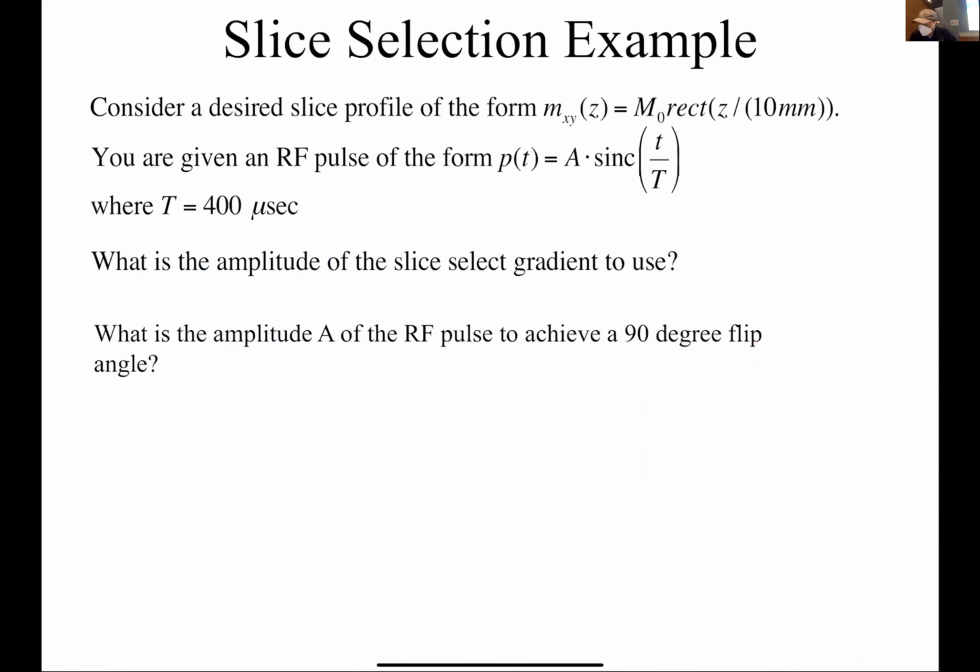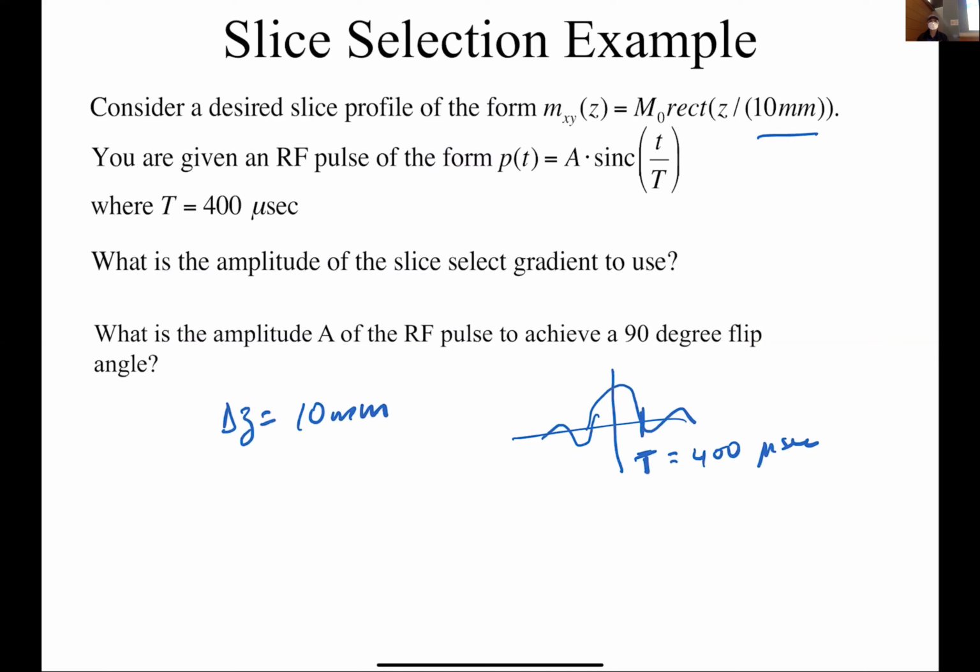Okay, so let's go through this problem together, and then we're going to have some exercises for you to do in class. So this is a very common problem where you're saying, well, I want to excite something 10 millimeters. So we know that delta z equals 10 millimeters. Okay. And I'm told that my sinc pulse has the first 0 at T, where T equals 400 microseconds. But we just said, well, hey, bandwidth is just equal to 1 over T. Okay, so that's pretty easy.